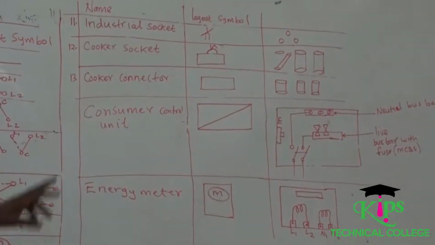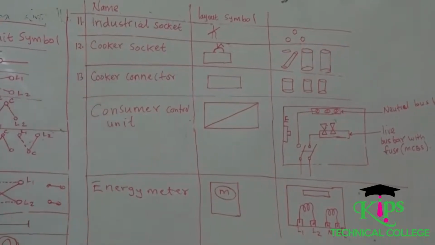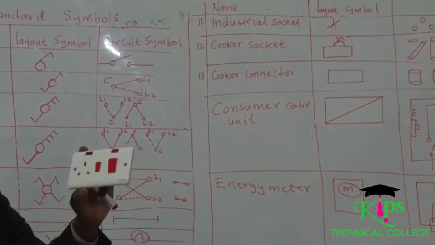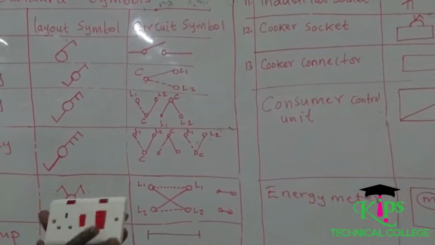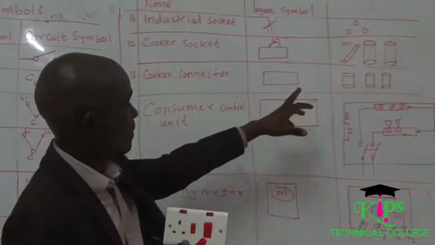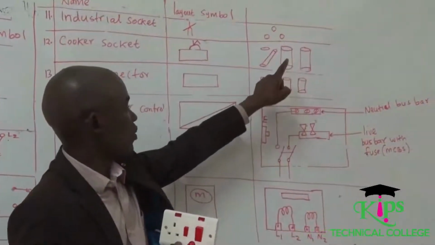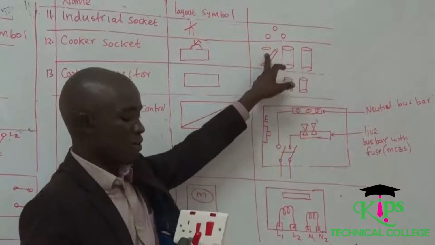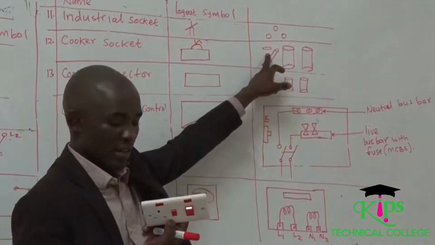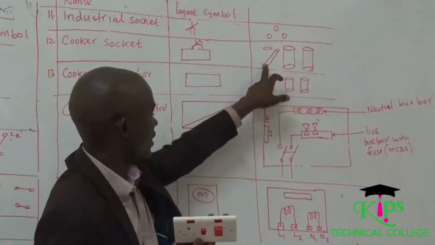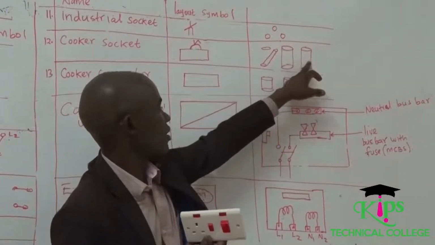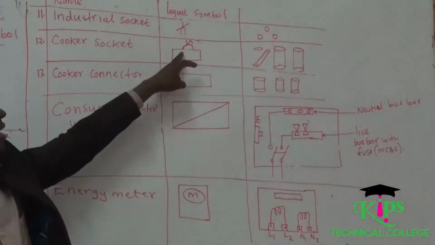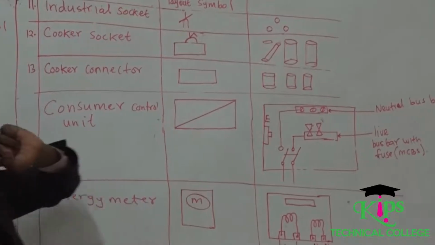We move to another interesting point, which is equipment, which is a cooker socket. A cooker socket is here. This is a cooker socket. A cooker socket has got these particular 3 points where you connect your earth, your neutral, and you can also connect your live at this particular point. So you connect your live here, connect your neutral there, and connect your earth at that particular point. So this is the layout diagram, and that is the circuit diagram.